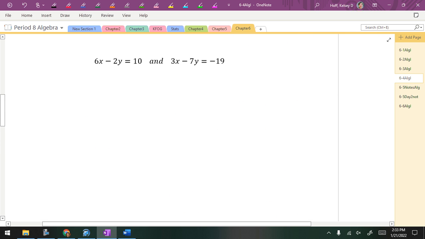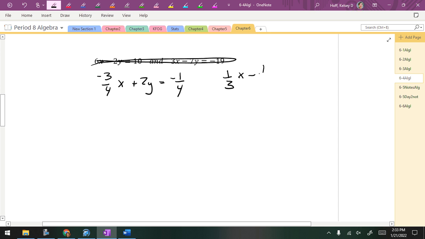Okay, flip back to the front where we skipped that one. I'm going to give you a different problem. Okay, here's the problem I want you to do. -3/4 x plus 2y equals -1/4. 1/3 x minus 1/2 y equals -3.